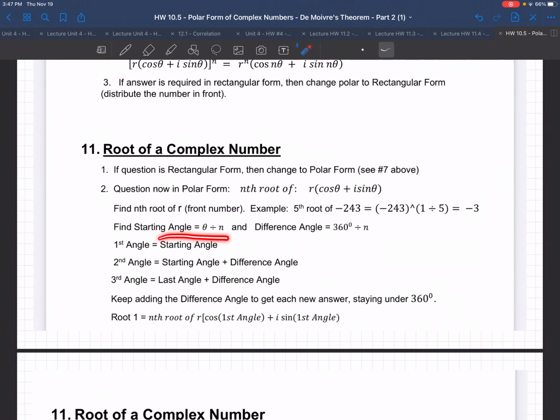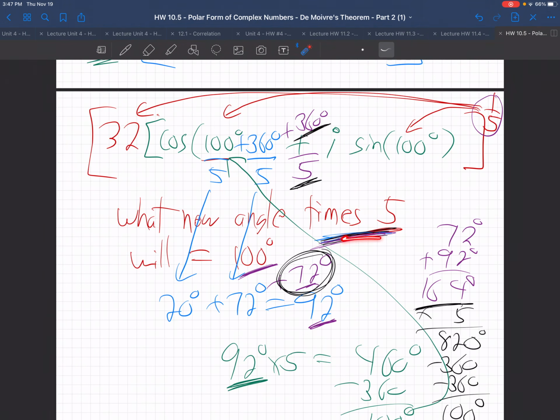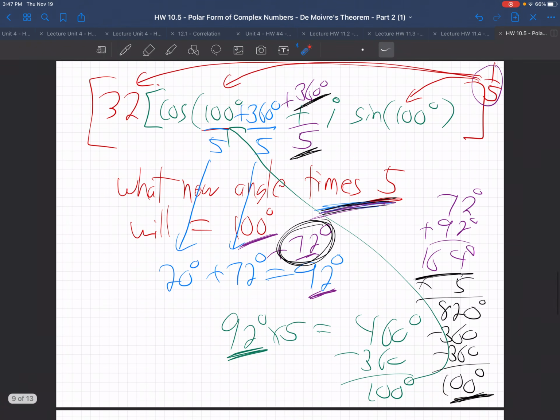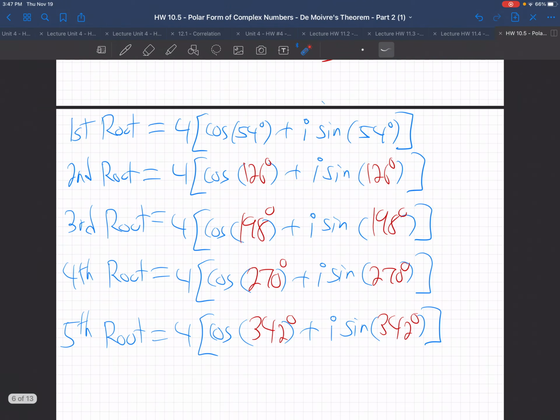You've got your starting angle, theta over n, and your difference angle, and you can just keep adding the difference angle every time, and that'll give other angles that multiplied by 5 will go back to the equivalent of the original. So that's how it works. So that's all the theory. You've got the steps. There's our answer.